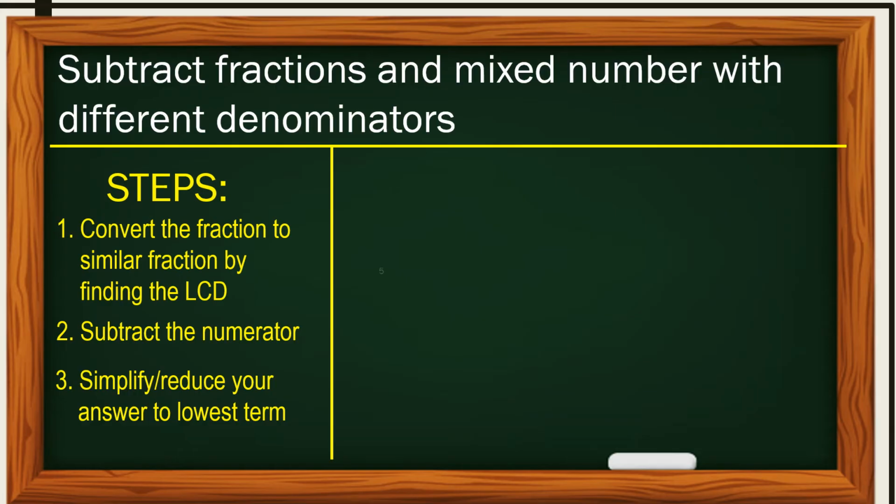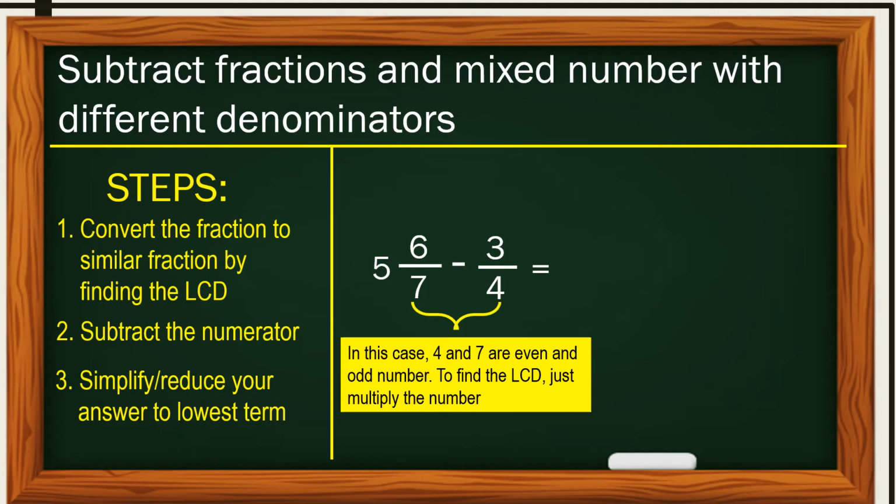Example number 1. 5 and 6/7 minus 3/4. Okay, so first step is we're going to find the LCD of 7 and 4. So in this case, 4 and 7 are even and odd number. So all we have to do is just multiply both numbers to find the LCD. 7 times 4, and that is 28.